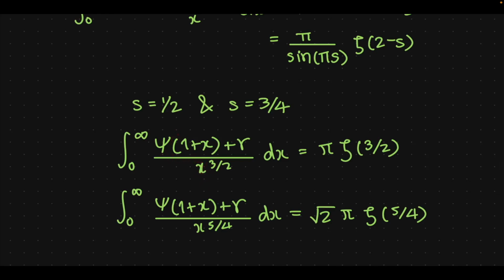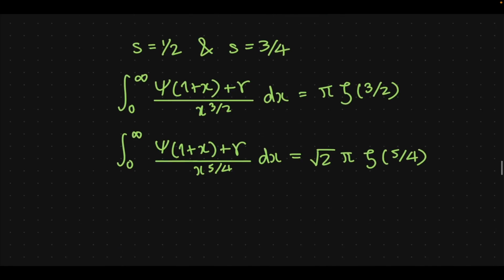Integral from 0 to infinity, digamma of 1 plus x plus Euler-Mascheroni over x to the 3 by 2 dx is pi times Riemann Zeta of 3 by 2. Integral 0 to infinity, digamma of 1 plus x plus Euler-Mascheroni divided by x to the 5 by 4 dx is square root 2 times pi times the Riemann Zeta of 5 by 4.